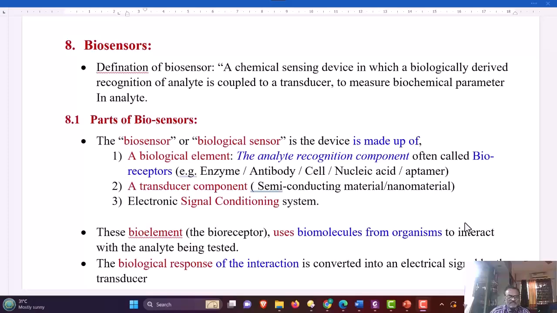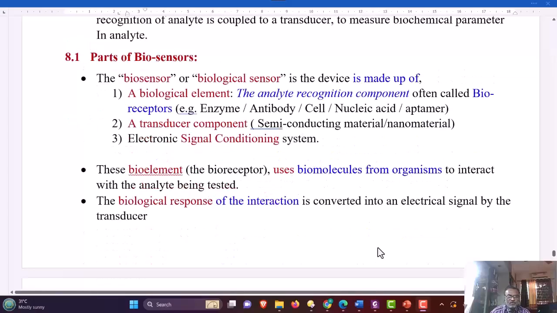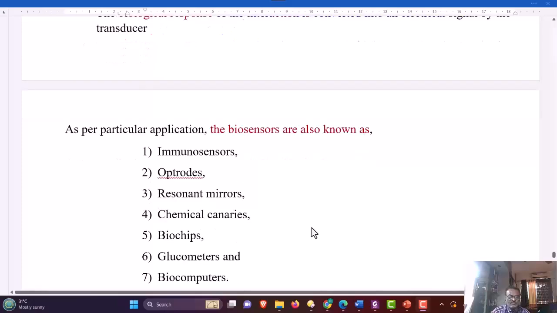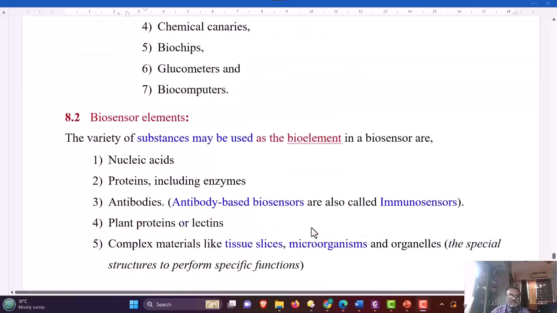The bioelements, also called bioreceptors, use biomolecules from organisms to interact with the analyte. The bioresponse of this interaction is then converted to an electrical signal by the transducer. As per the particular applications, biosensors are also known as immunosensors, electrodes, resonant mirrors, chemical canaries, biochips, glucometers, and biocomputers.